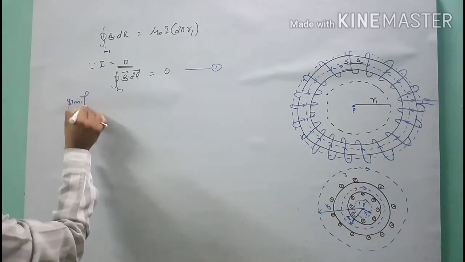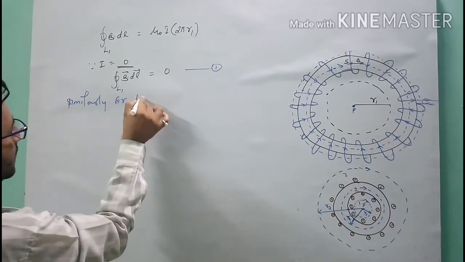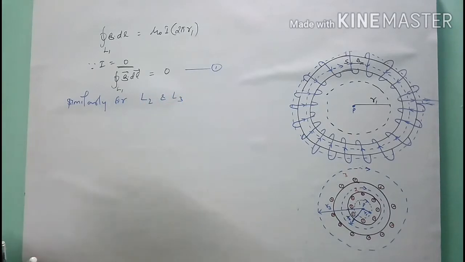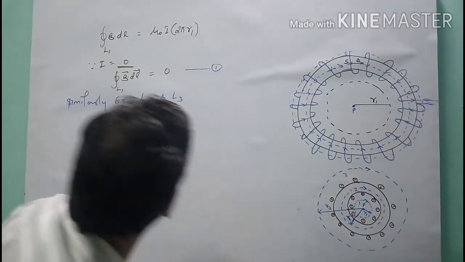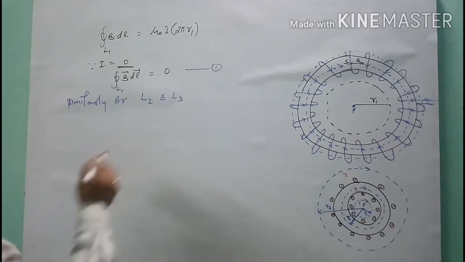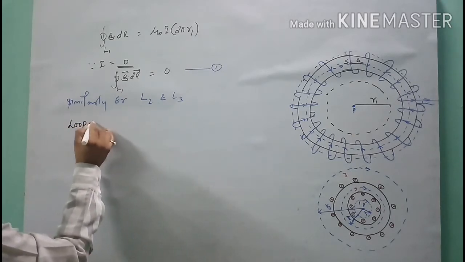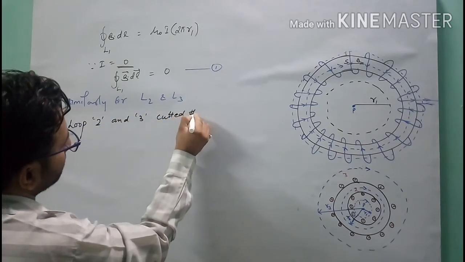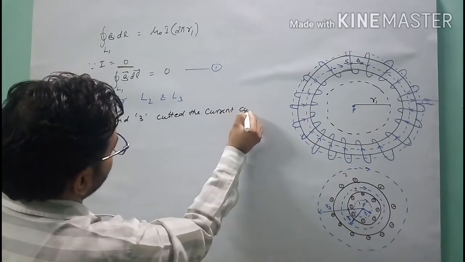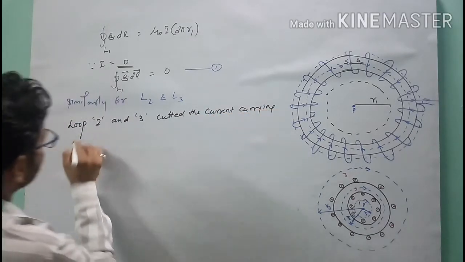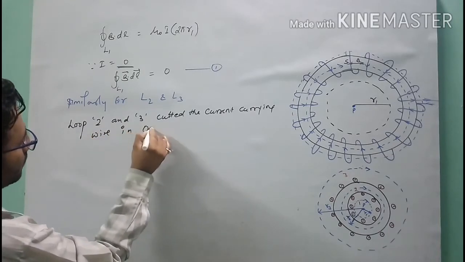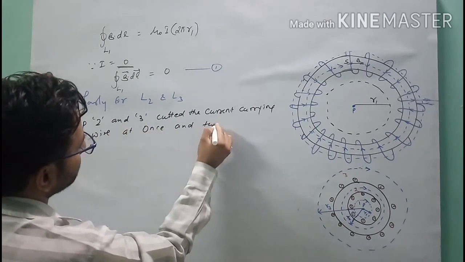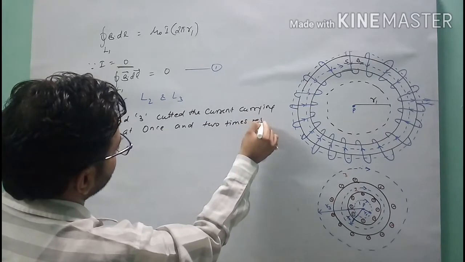Similarly, for loop second and loop third, but before this we will understand some points regarding this. See from the diagram, loop second and third cut the current carrying wire once and twice respectively.